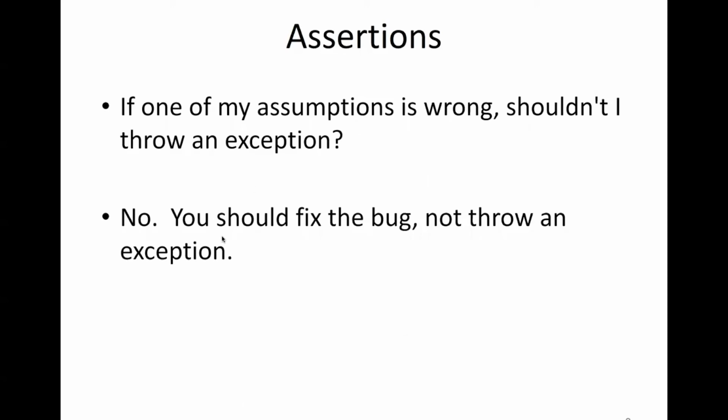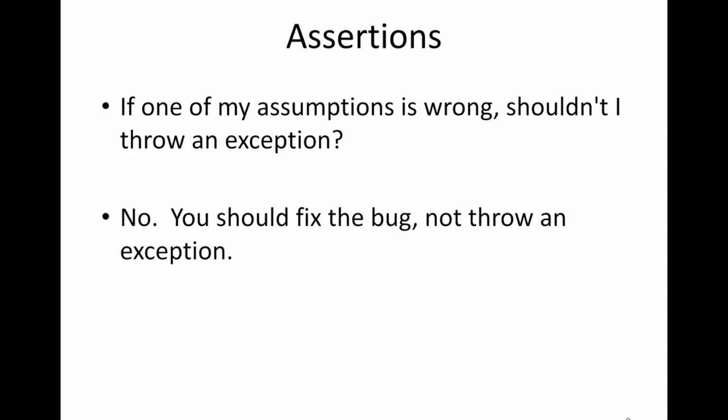And really, the answer is right here, the second bullet point. You don't throw an exception if one of your assumptions is wrong, because if one of your assumptions is wrong, you need to fix the bug. You either need to change your assumption because your assumption was wrong, or you need to fix the bug in your code that caused the assertion to fail, that caused the assumption not to be true. So that's why we don't throw an exception.